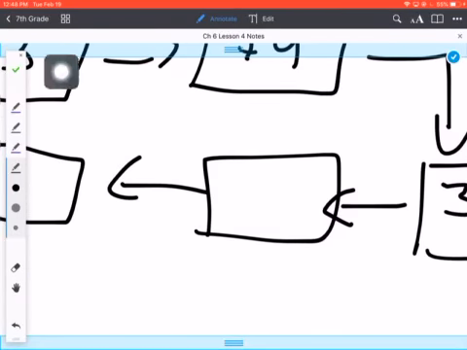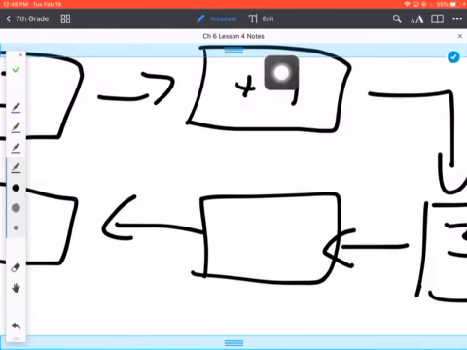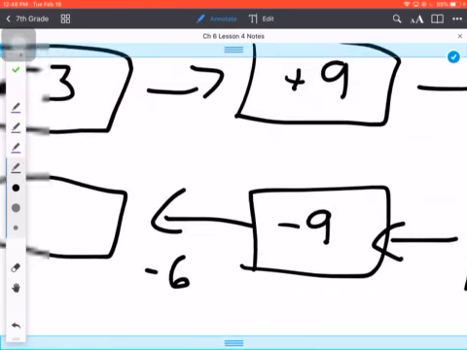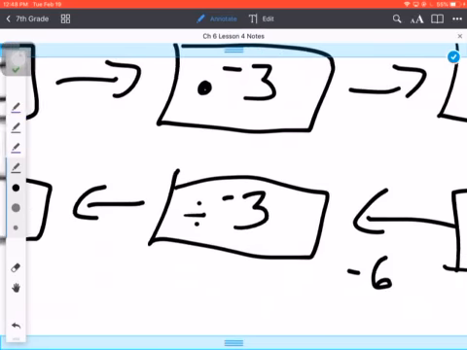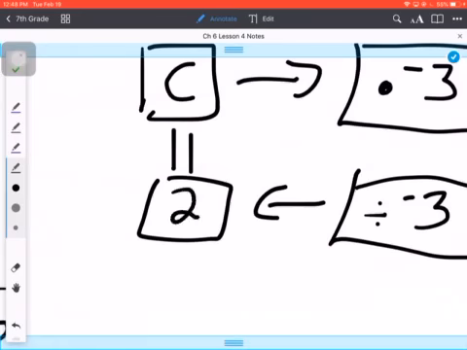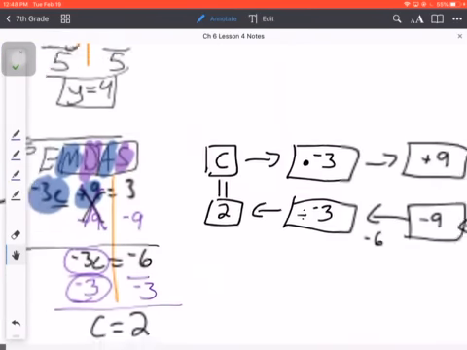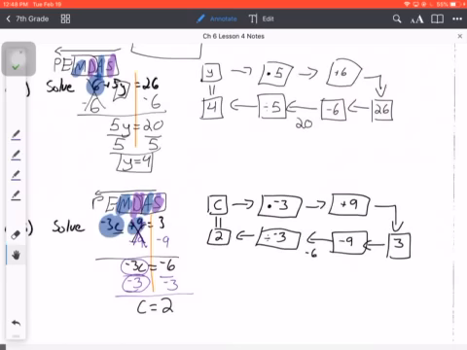So now as I move through this bottom part of this visual here, I'm going to again look above each box and undo what's up there. So I have a plus 9, so I'm going to subtract 9. And again, 3 minus 9 is negative 6. Looking above here, I'm multiplying by negative 3, so I'm going to divide by negative 3. And negative 6 divided by negative 3 again is 2. So, same answer by using different methods.